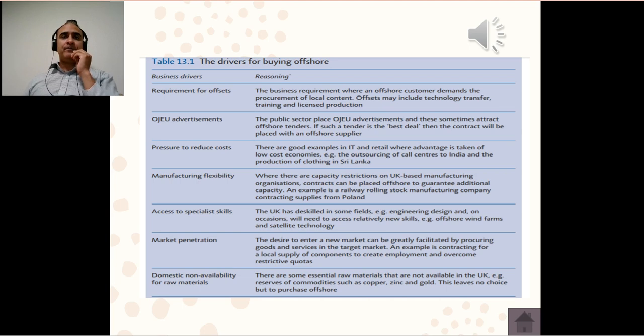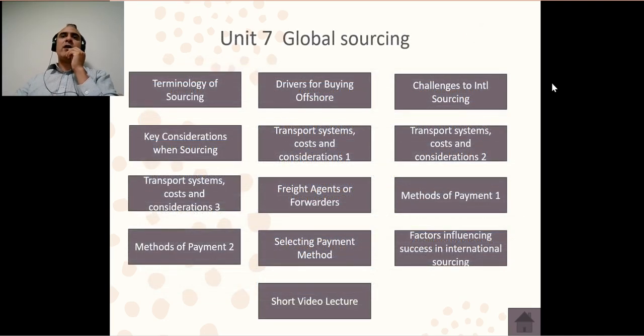Then we have market penetration. We want to enter a certain market, so it's give and take. I require supplies from that country, I sign an agreement, but at the same time, I want to set up my operations in there. So it's a one for one. And then finally, we don't have the domestic raw materials. We don't have them domestically, so we need to source them from abroad. So those are mainly the reasons why we do it.